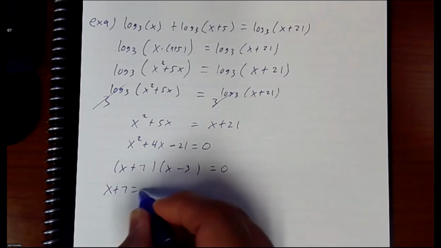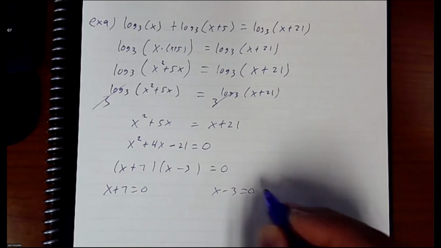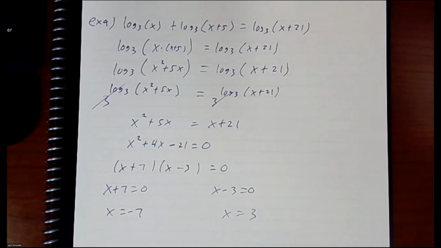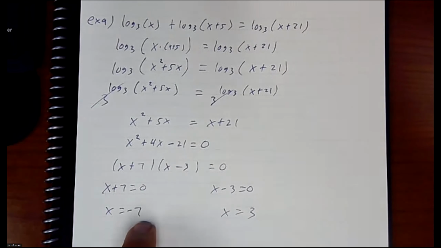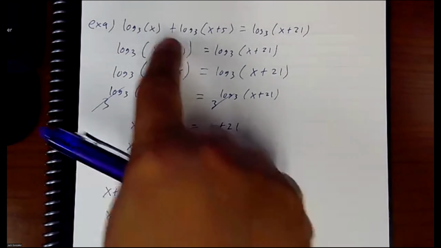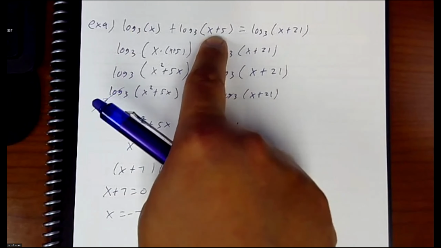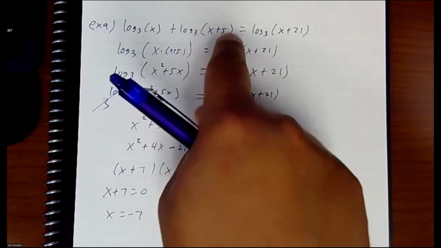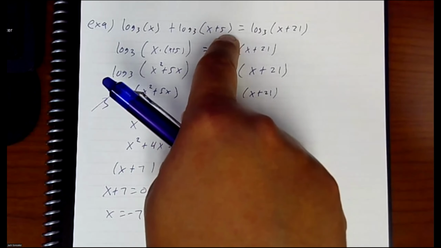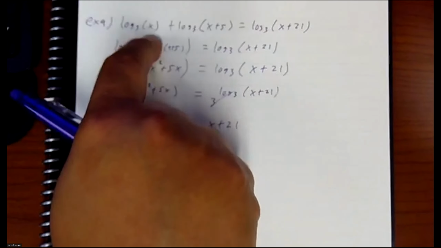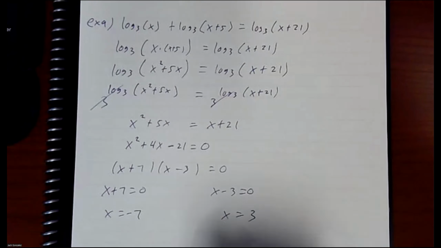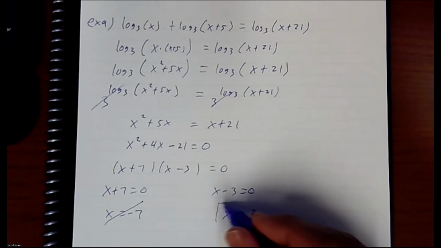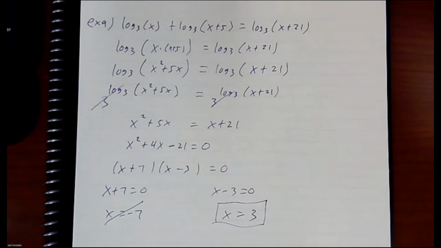So x plus 7 equals 0, x minus 3 equals 0. x equals negative 7, x equals 3. Can I use the negative 7? If you plug it into any log in the original and it results in a negative, then you cannot use it. So negative 7 plus 5 is negative 2, right? Negative 7 straight up is also negative, so I can't use this. I only have one answer.